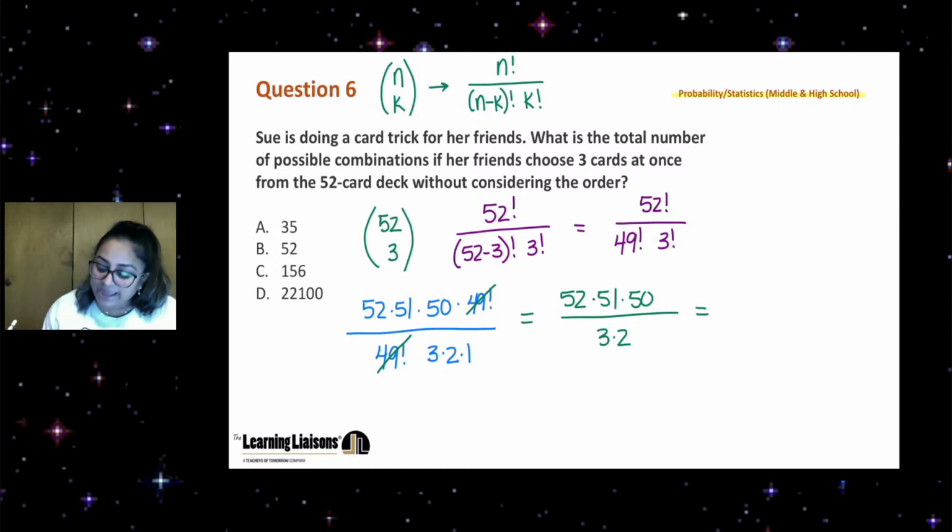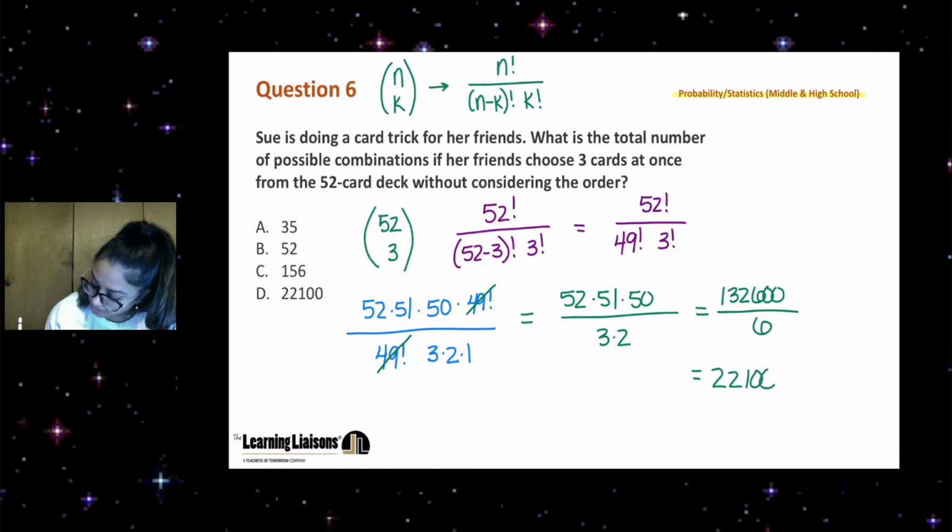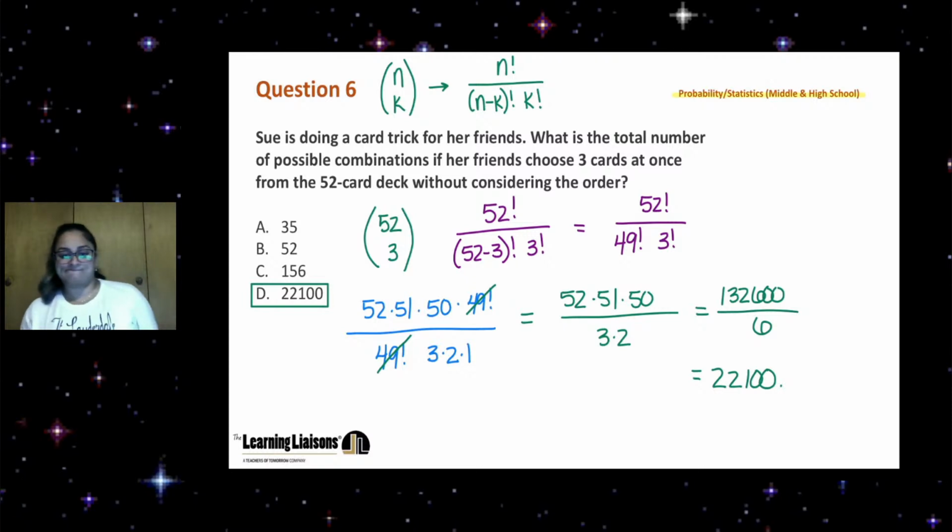You have to figure out what your numerator is, and according to my calculator, I had 132,600 in the numerator, 6 in the denominator. When you divide that, you get 22,100. Winner, winner, chicken dinner.